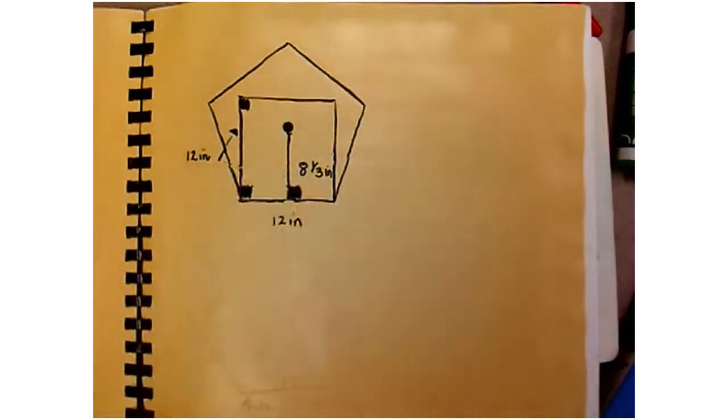So before we even start, kick in your geometry brain. What is the shape in the middle? It's a square. It matches the definition of a square because why?